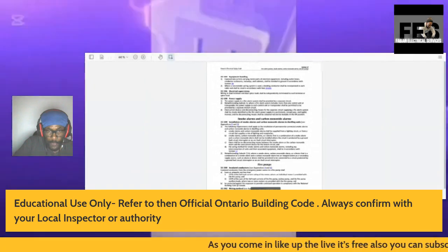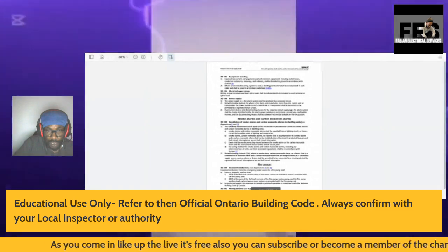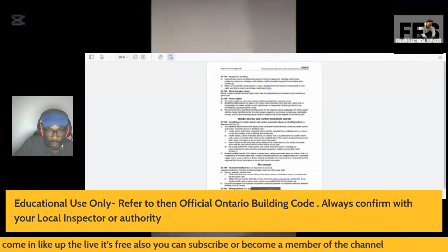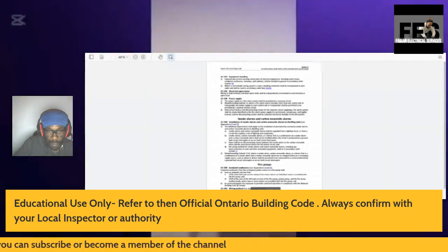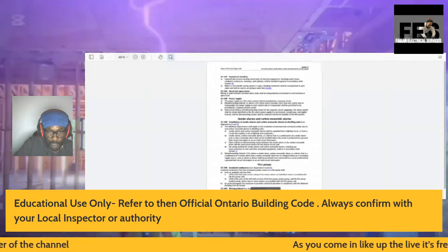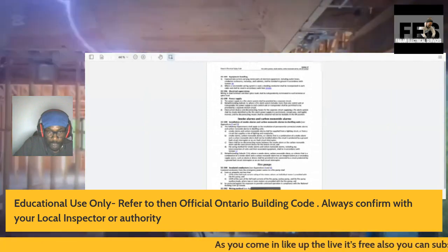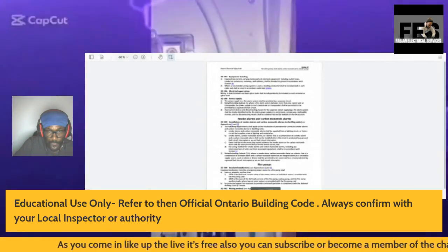A smoke alarm or carbon monoxide alarm shall be supplied from a lighting circuit or from a circuit that supplies a mix of lighting and receptacles. A smoke alarm shall not be installed where the circuit is protected by a ground fault circuit interrupter or an arc fault circuit interrupter.